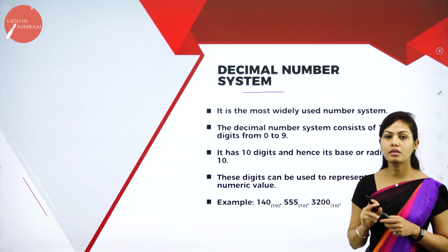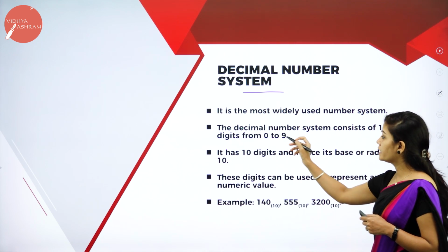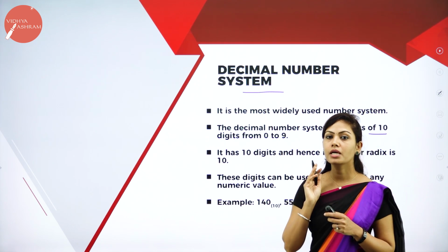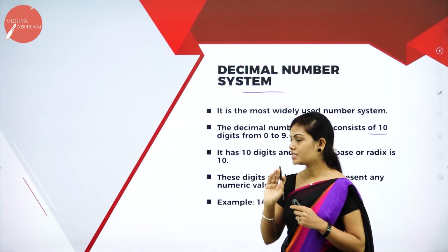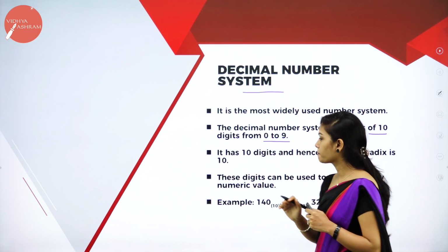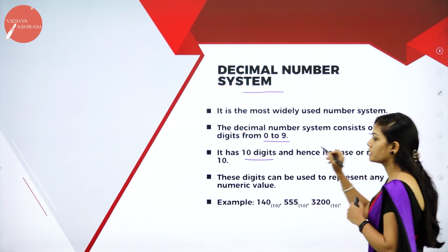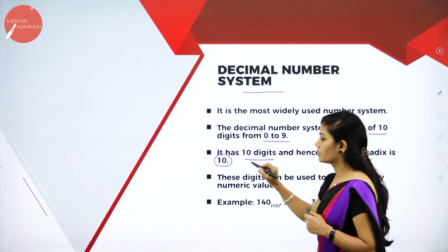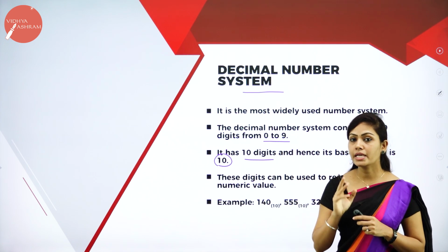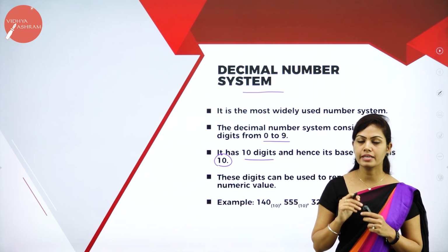What is decimal number system? It is the most widely used number system. The decimal number system consists of 10 digits from 0 to 9. It has 10 digits and hence its base, or radix, is 10. Base value is also called radix value.